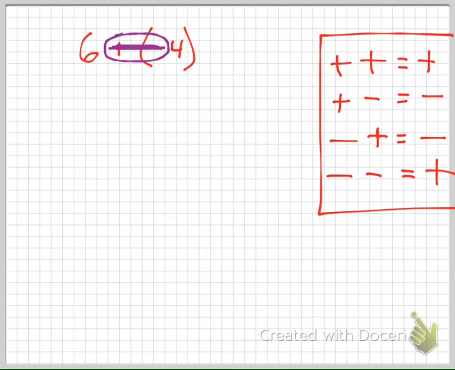Suddenly, what's 6 minus 4? Do you see what I'm saying? What's 6 minus 4? 2. Okay, it's 2. And that is the answer to this. Okay, let's try another one.